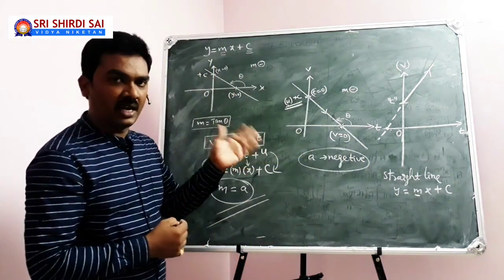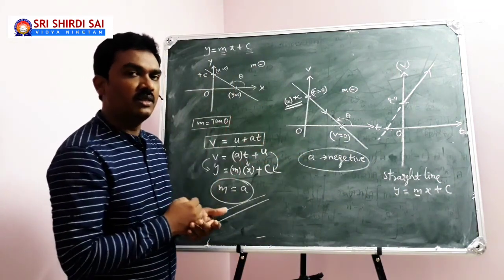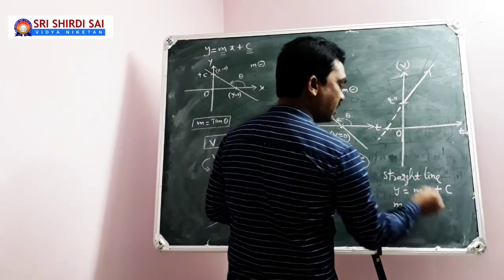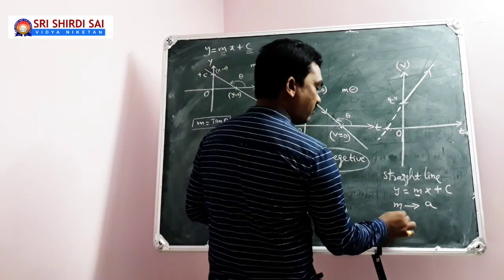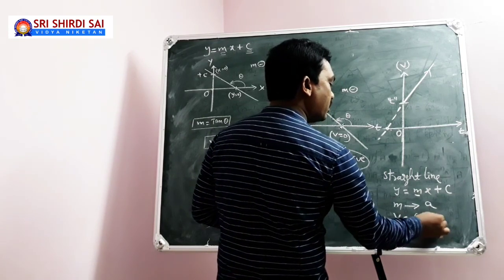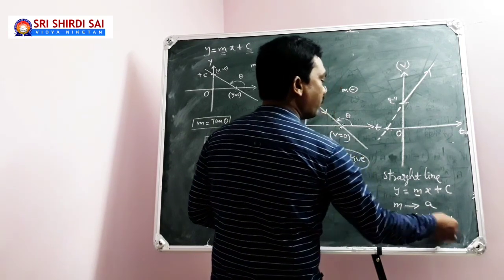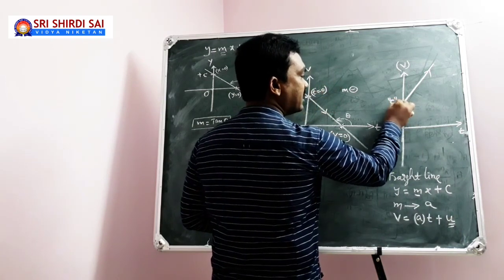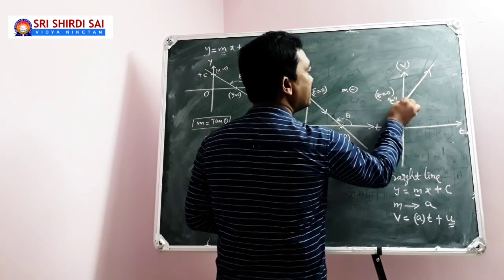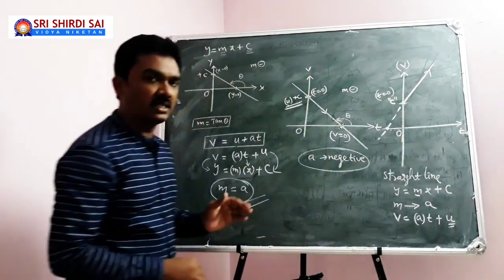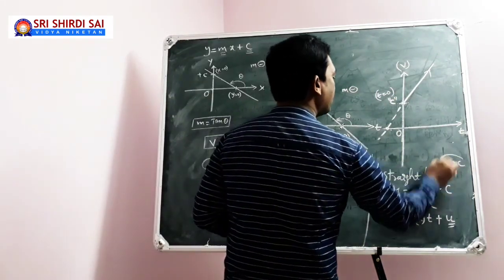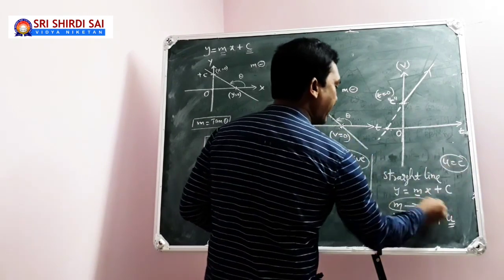Here my graph is a velocity versus time graph. Then I know the slope of a velocity time graph represents what? Acceleration. On the y-axis velocity, on the x-axis time. So this is of the form v equal to at plus u, because the y-intercept represents the velocity at t equal to 0. So u is equal to c. This is what you can write, initial velocity. M equal to a, acceleration.